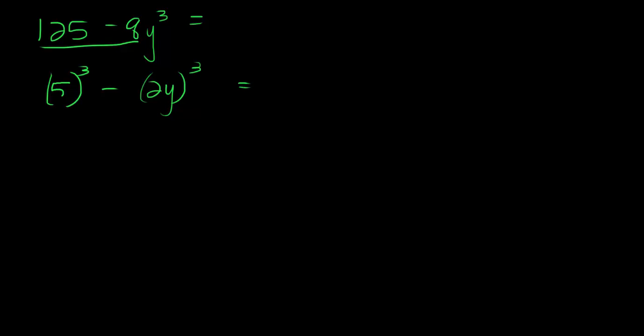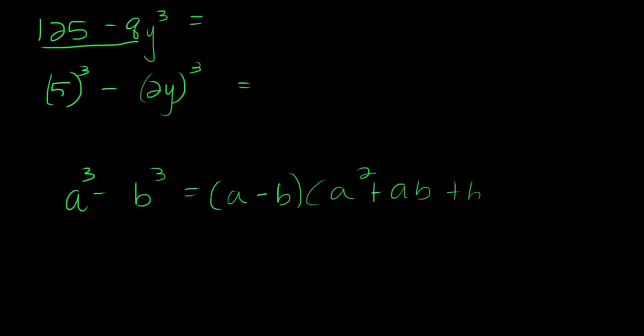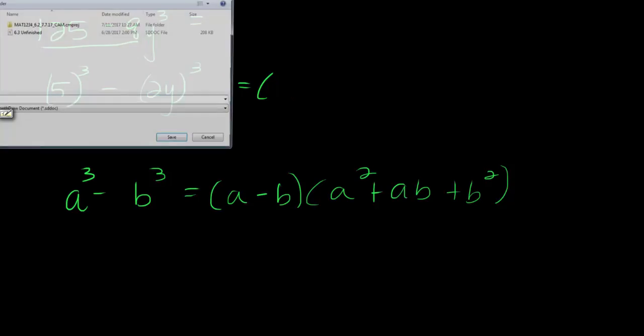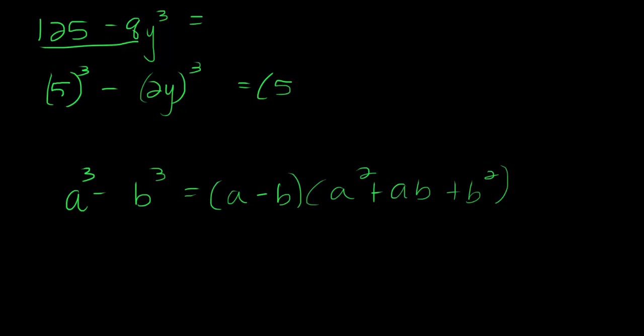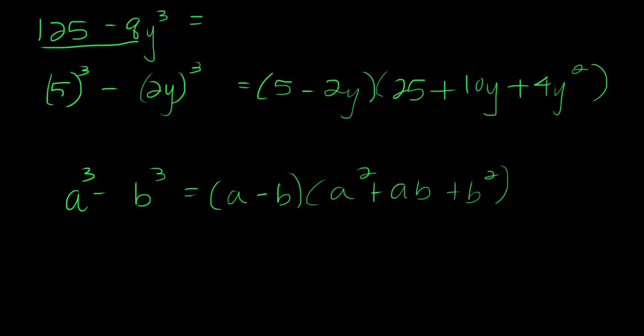So the formula says a cubed minus b cubed equals a minus b times a squared plus ab plus b squared. So my a is 5. My b is 2y. A squared, that'd be 5 squared, is 25, plus 2y times 5 is 10y. And then b squared, 2y squared, is 4y squared. So that would be my answer.